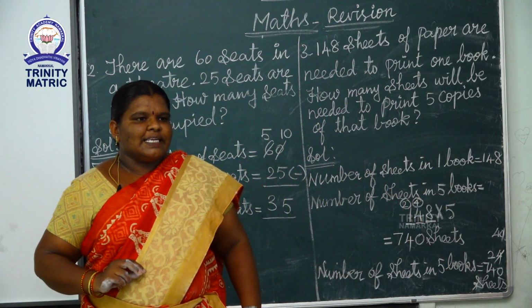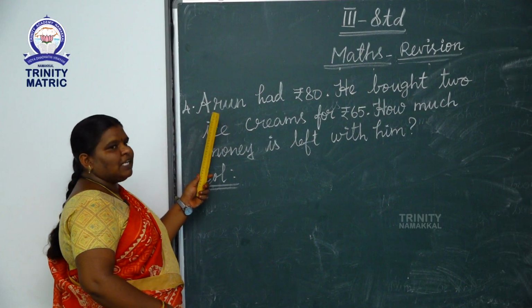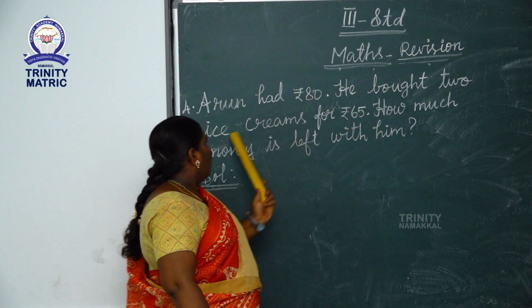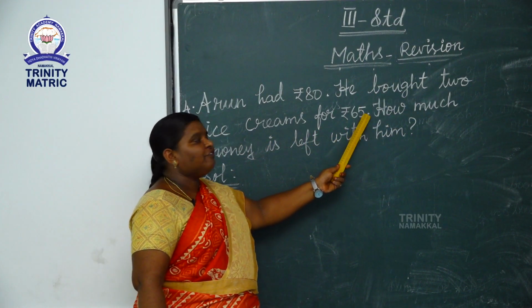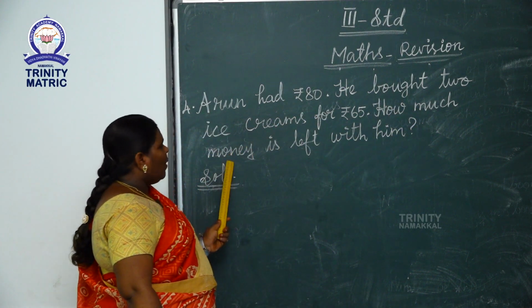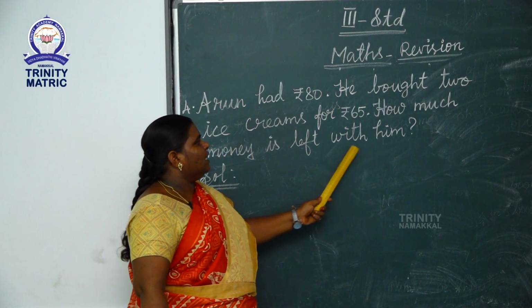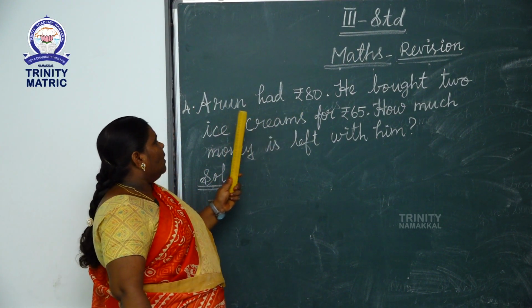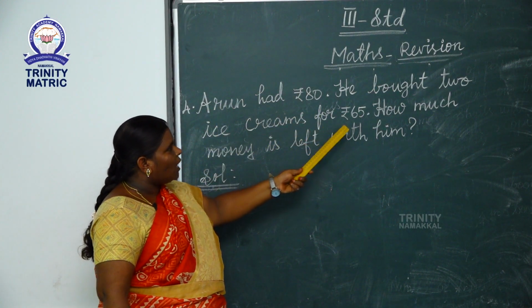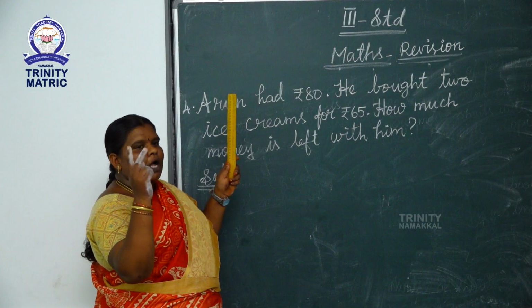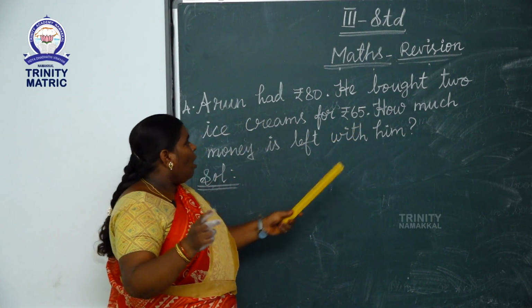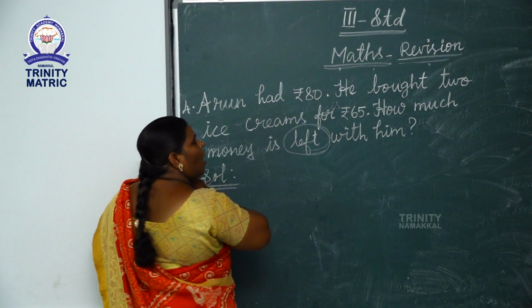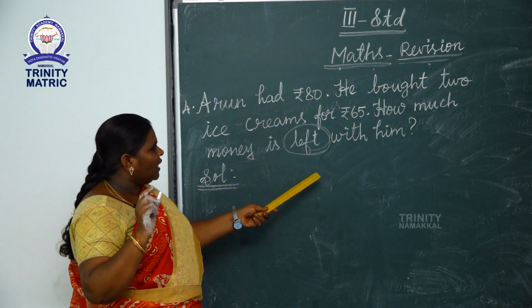Okay, do you understand, children? Okay children, see the next sum. Arun had rupees 80. He bought 2 ice creams for rupees 65. How much money is left with him? How much amount did Arun have? Rupees 80. He bought 2 ice creams. How much did they cost? Rupees 65. The cost of 2 ice creams is 65. How much money is left with him?